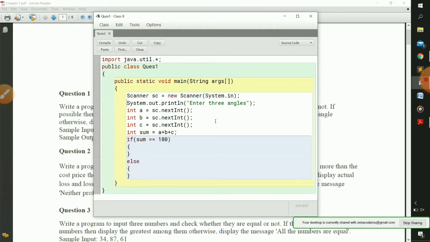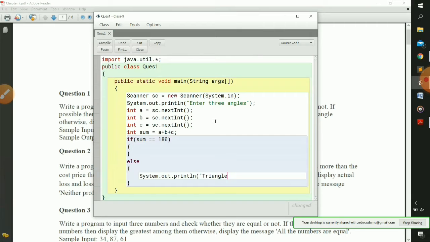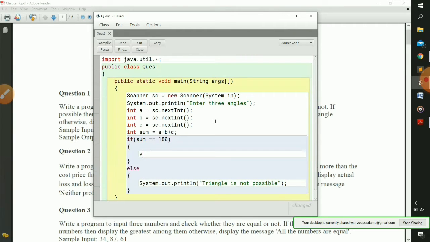Okay, so let us firstly complete this else portion. We are writing System.out.println triangle is not possible. Okay, now in this portion it means triangle is possible, so let us firstly write down triangle is possible, and then afterwards we will find out whether it is an acute angle, a right angle, or an obtuse angle.